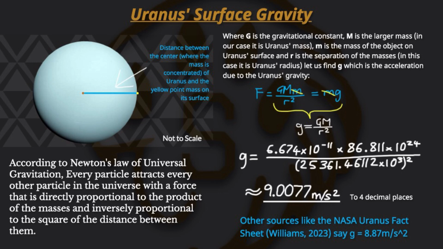But as you can see, other sources say it's 8.87 meters per second squared. So if you have managed to decode where the problem is in terms of approximation, I think it's a problem in terms of approximation. But if it's not, whatever problem it is, just drop your findings in the comment section so that we can correct that mistake.